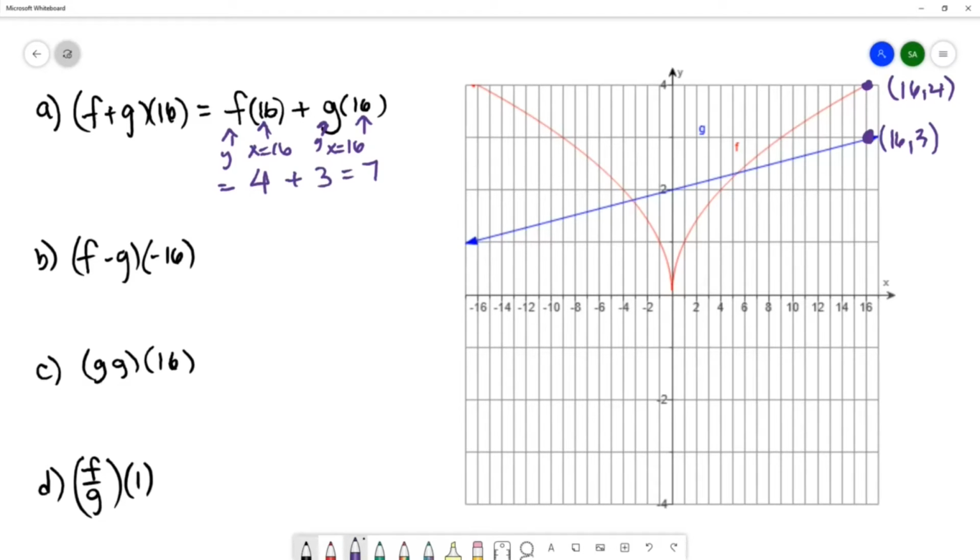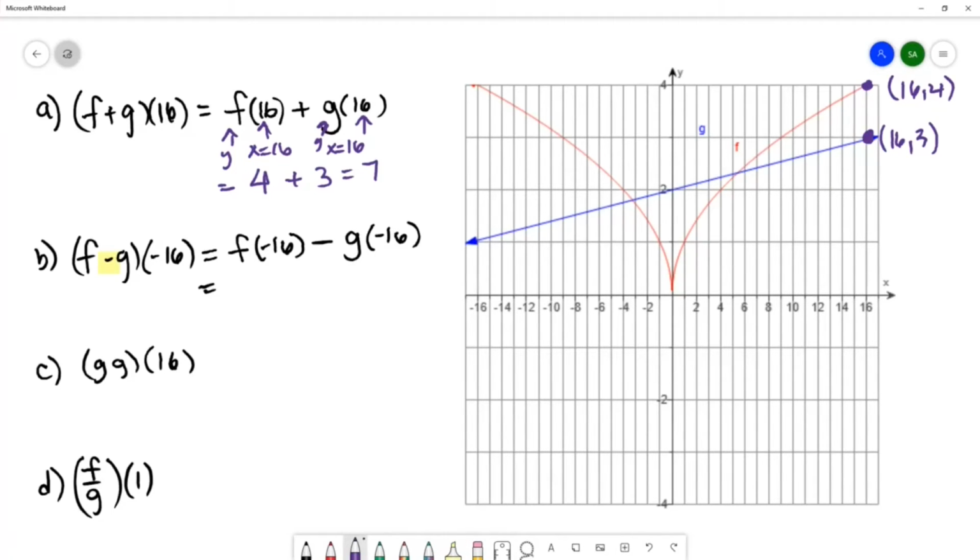So let's continue on to the next part. We have f minus g of negative 16, and I'm going to evaluate f at negative 16, evaluate g at negative 16, and then subtract the answers. I'm subtracting the answers because of the subtraction in my function notation.